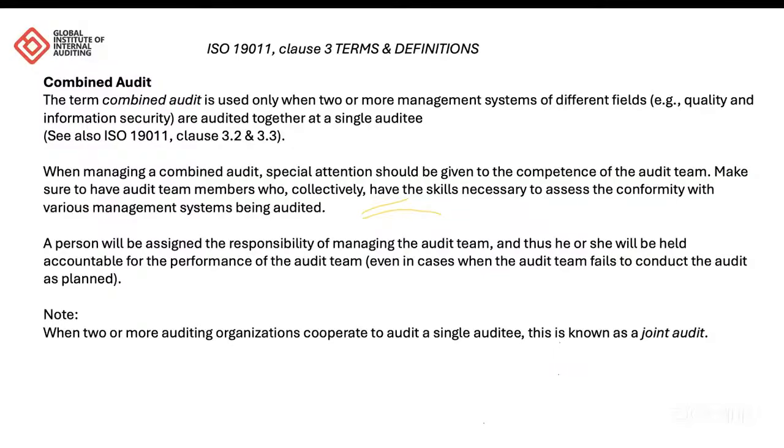So there is also what is called the joint audit. A joint audit is when two or more auditing organizations cooperate to audit a single entity. It is called a joint audit. When EY and Deloitte come together to audit Bello and Bello Limited, it is called a joint audit. There is a difference between combined audit and joint audit. Combined audit is when you merge management standards together. Joint audit is when two auditing organizations come together to conduct an audit.